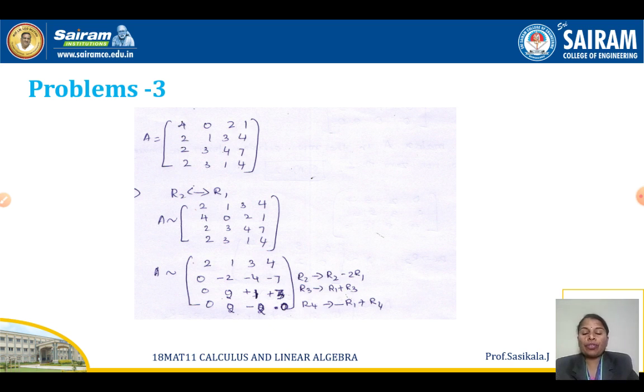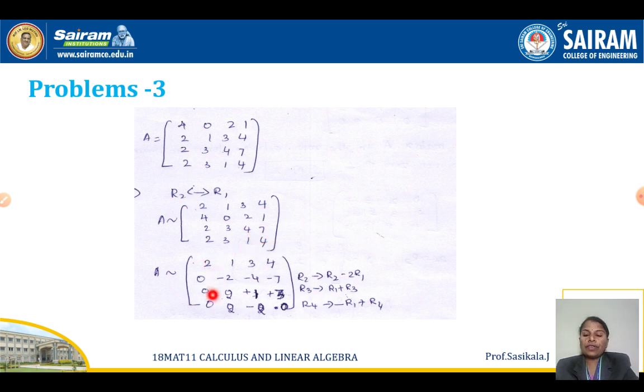First thing, because all the others are 2, only the first element is 4. To make it easy, what I'm going to do is interchange your second row and first row, first row and second row. You can interchange any of the rows. Okay. 2, 1, 3, 4, 4, 0, 2, 1, 2, 3, 4, 7, 2, 3, 1, 4 remains.